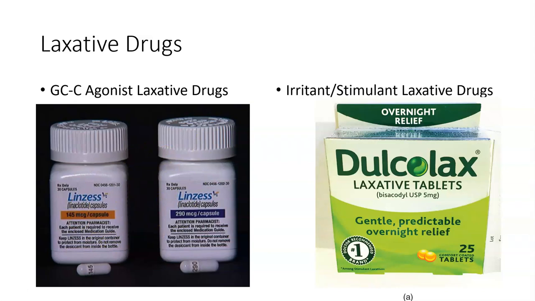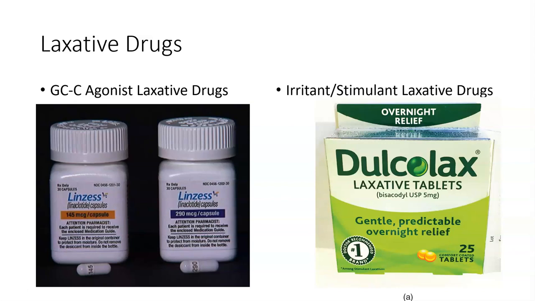Then we have irritant or stimulant laxatives. These are going to cause irritation in the intestine. And if you think, maybe you had a little brother or little sister growing up and they irritated you and you just kind of wanted to push them out of the way, right? As a kid, they were just irritating and you just needed to get them away from you. That's kind of how an irritant laxative works. It's going to irritate the intestinal lining and just push things out so that it's not as irritating.